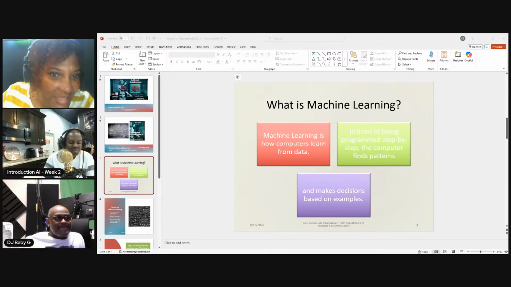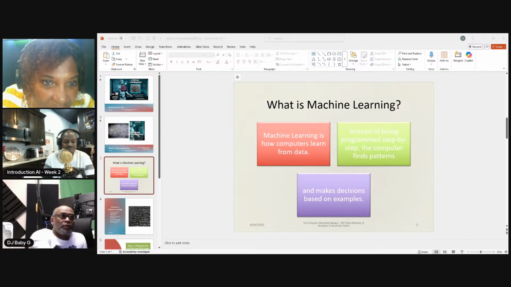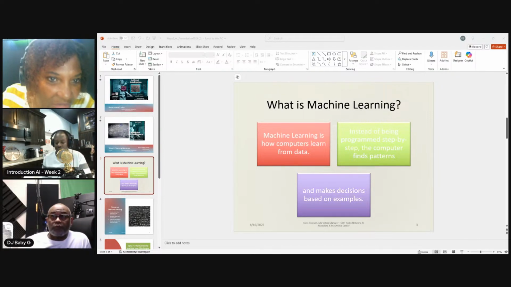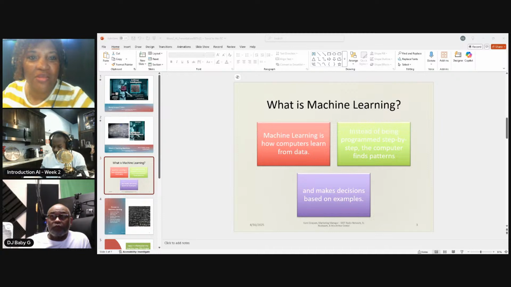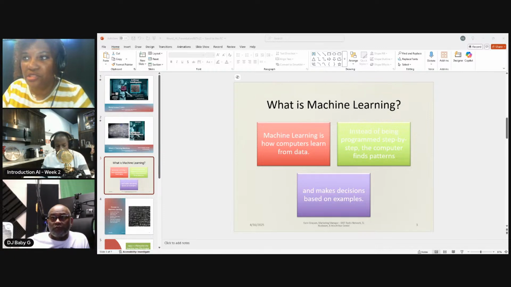Okay, let's see. And make decisions based on examples. Okay, so making decisions based on examples. The computer will make a decision based on examples if they don't have the answer. So now I think that's part of when you do these GPT chats and all these different things, at the bottom the disclaimer does tell you that this might not be 100% accurate. So they don't want you to think that they know everything because they're still learning.